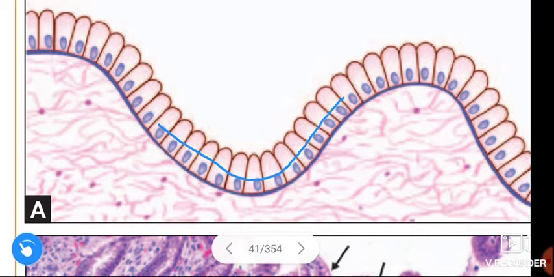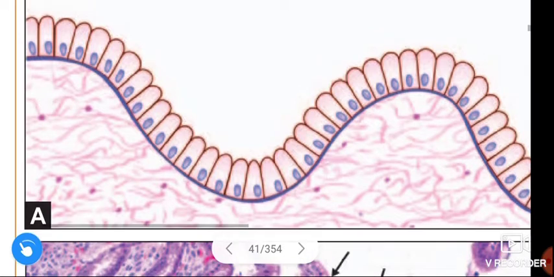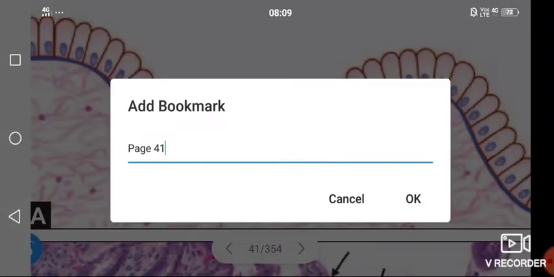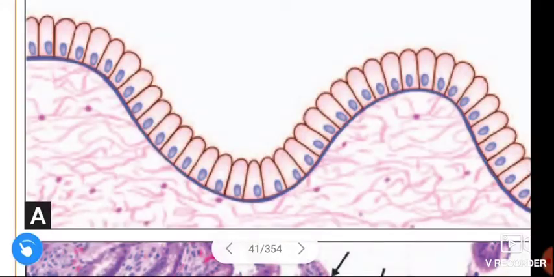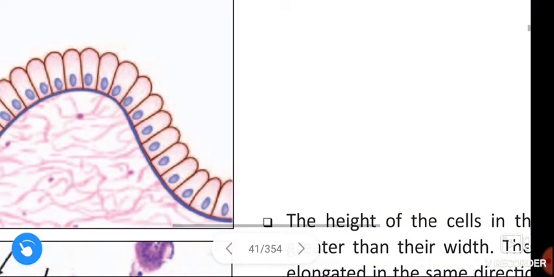Present in the lower half of the cells of simple columnar epithelium, and all these nuclei are arranged at the same level when compared to the adjacent or neighboring cells. Okay, see here.